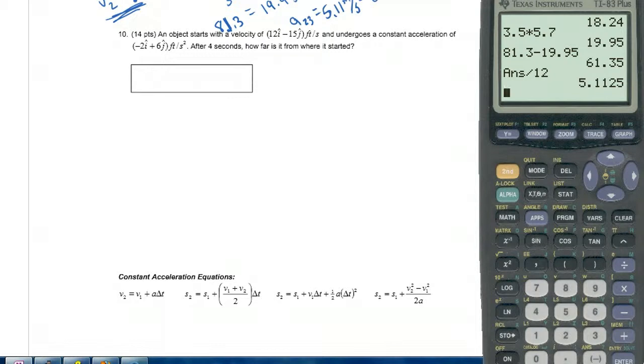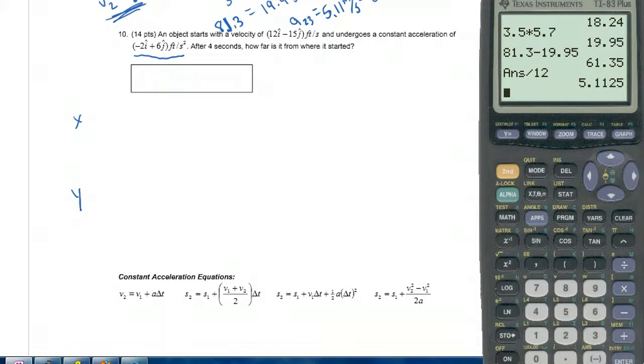Last problem. Object starts with a velocity, given in ij notation, undergoes constant acceleration, in ij notation. After 4 seconds, how far is it from where it started? Okay. Hopefully you remember working some of the 2D motion problems. We said that 2D motion with constant acceleration, okay, so here's our constant acceleration, can be worked as two one-dimensional problems. So let's work it in x and y, find out those values, and then combine them at the end.